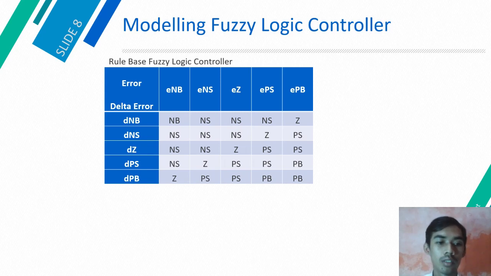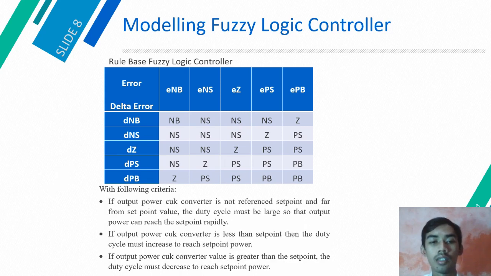This is the modeling of the fuzzy logic controller. This is the rule-based FLC that we use with the following criteria. If the output power of the converter is not at the reference set point and far from the set point value, the duty cycle must be large so that the output power can reach the set point rapidly. If the output power of the converter is less than the set point, then the duty cycle must increase to reach the set point power. And the last one, if the output power of the converter is greater than the set point, the duty cycle must decrease to reach the set point power.